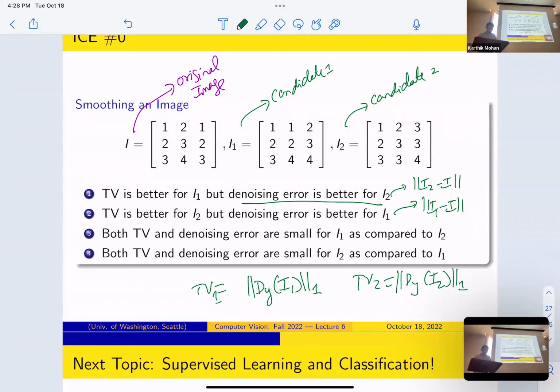So what we can do is start with computing dy for both images, I1 and I2. Then look at how far I and I1 are. Look at how far I and I2 are. And that's going to help you answer these questions. Feel free to work with a partner so you can just make it easier and smoother for you. Okay, that sound good?